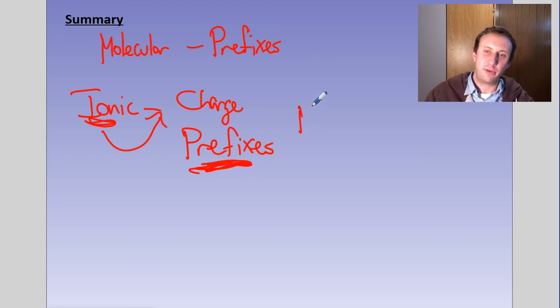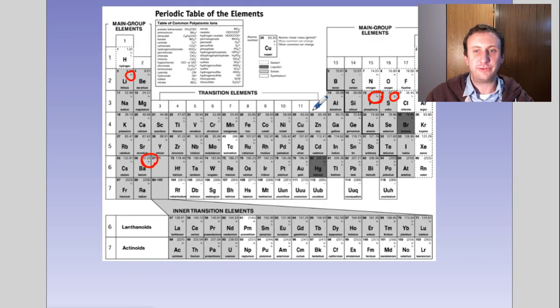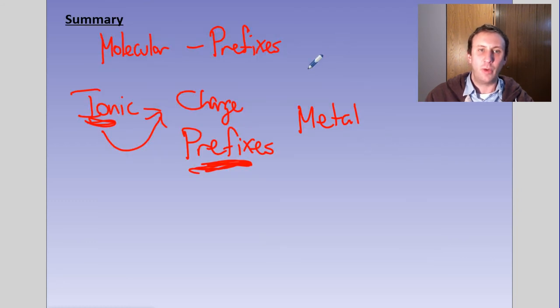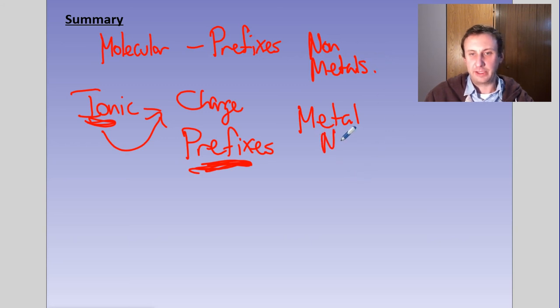For ionic, remember that you are finding something that is a metal as the first element, which is when we look at our periodic table to the left of the staircase line. Well, for molecular, this is all non-metals. Well, ionic again is a metal and a non-metal. It has 1 of each. Okay, that is naming formulas for ionic and molecular. Hopefully that made some sense.